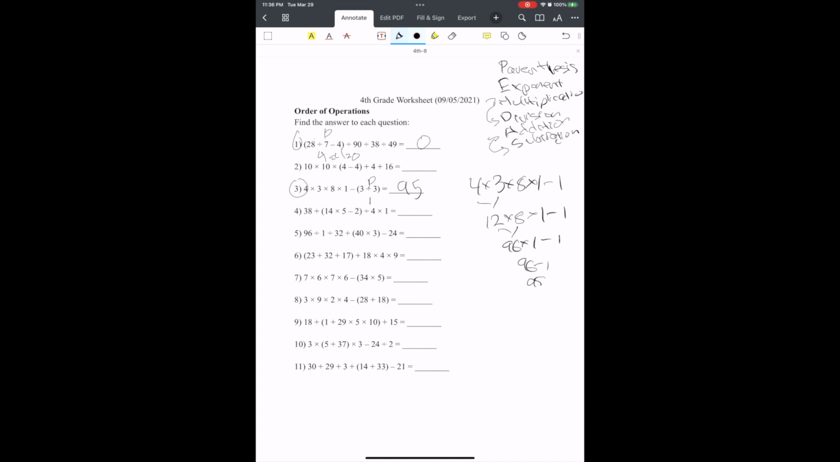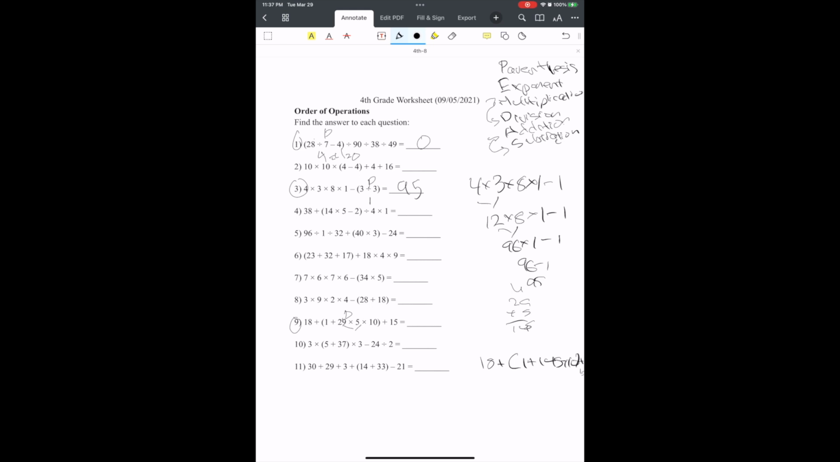And I guess let's do number 9. Alright, first we start off with parentheses. And here we see multiplication. Since we do it from left to right, you start off with 29 times 5. So 29 times 5 is equal to 145. So it is 18 plus 1 plus 145 times 10 plus 15.